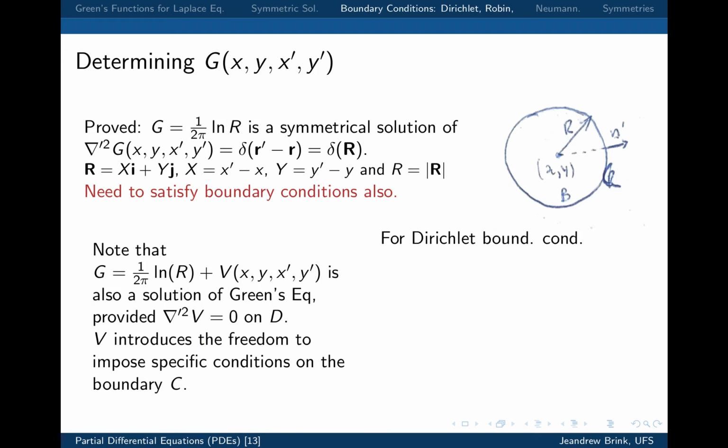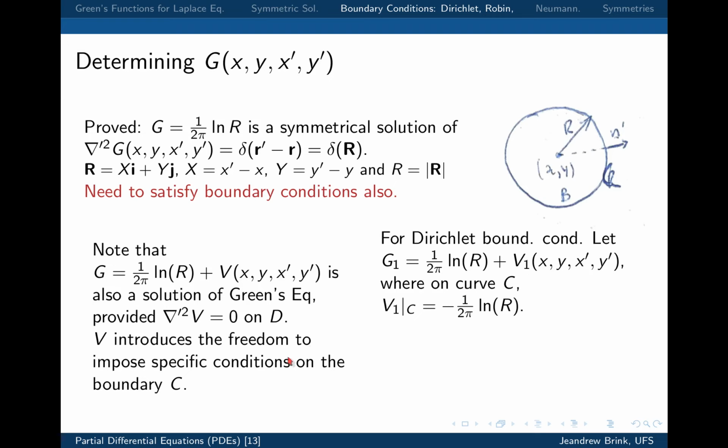Suppose we have a Dirichlet boundary condition. We're going to choose G1 equal to our symmetric solution plus V1. On the curve C, which is the boundary, we're going to choose V1 equal to minus the symmetric solution, minus 1 over 2 pi the ln of R. And this is only true on the boundary. Inside, V1 is entirely determined by this equation, and we have our maximum and minimum principle, so all the big action actually happens on the boundary, and that's what is given by this expression. So it's cute, right?